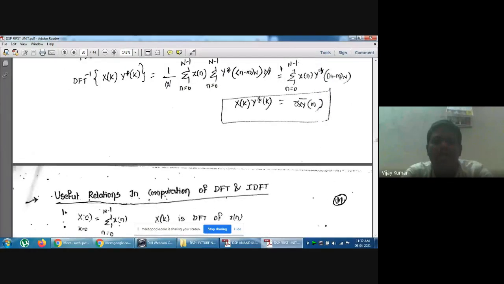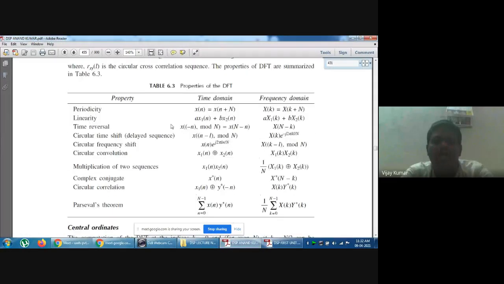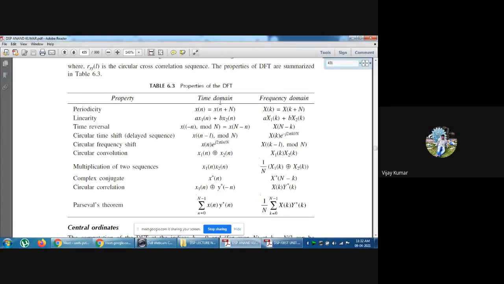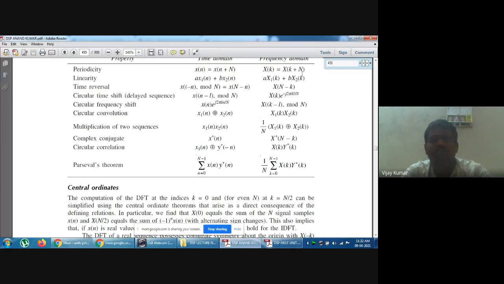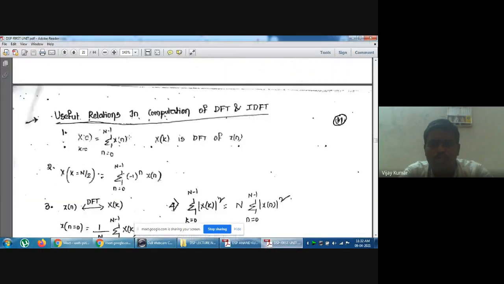Clear? So let us recall all the properties we have studied. Periodicity property in time domain as well as in frequency domain. If the input discrete time signal is periodic, then the frequency domain output signal X of k is also periodic. Similarly, linearity property, time reversal, circular time shift. So all these properties are useful in solving the problems. All these properties we will be using in problem solving. So some useful relations which will be useful in the computation of DFT and IDFT.